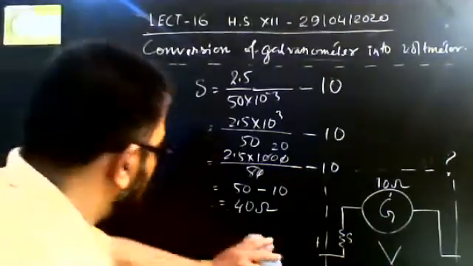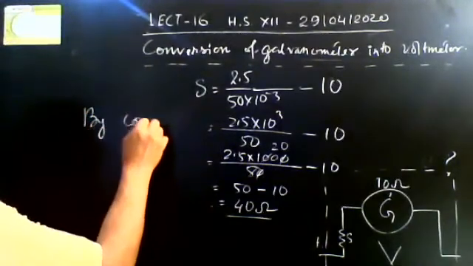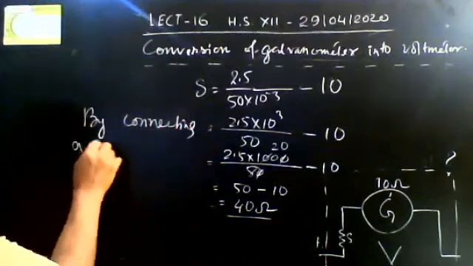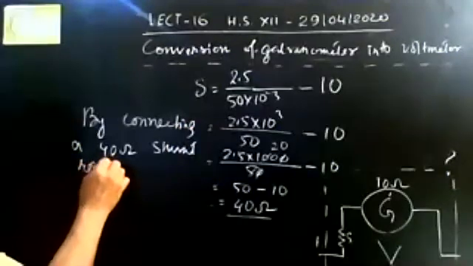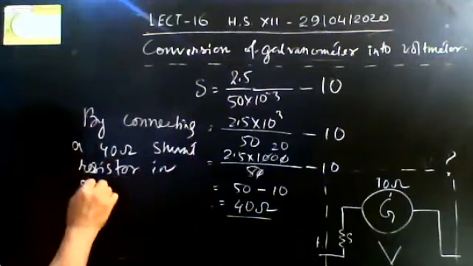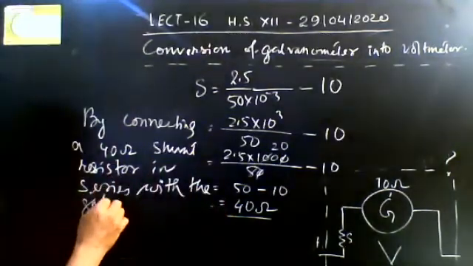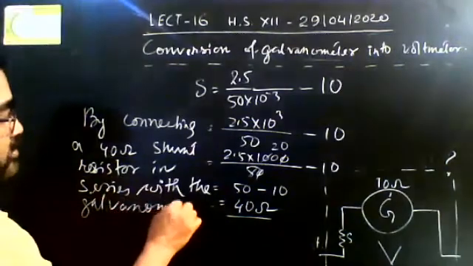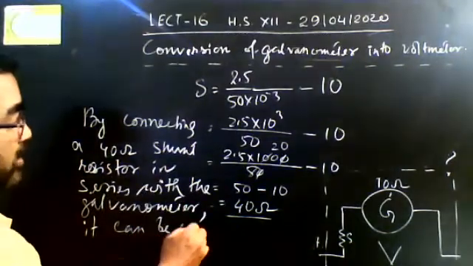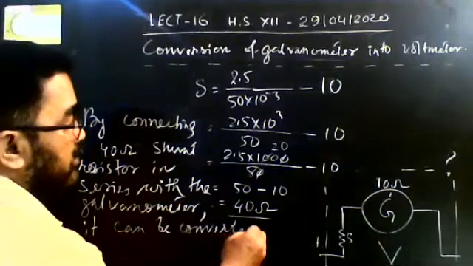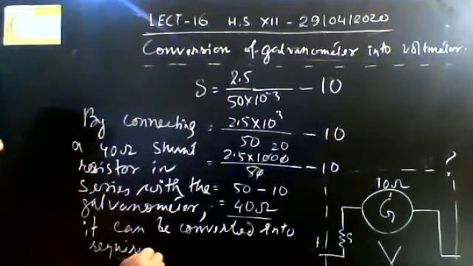How will you write your answer? By connecting a 40 ohm shunt resistor in series with the galvanometer, it can be converted into the required voltmeter.